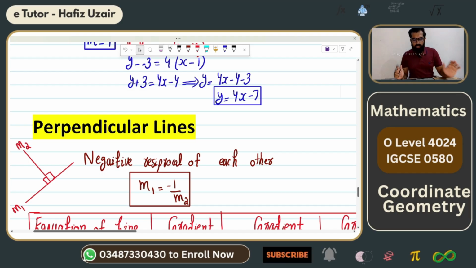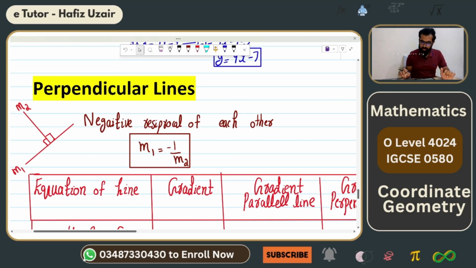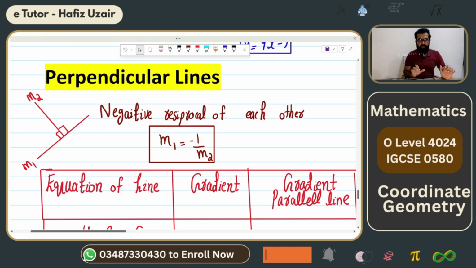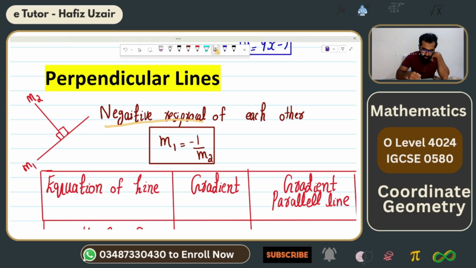Okay, I'm hopeful you have got the idea of parallel lines as well. Now let's discuss perpendicular lines. This is also an important concept. Perpendicular lines have gradients that are negative reciprocals of each other.